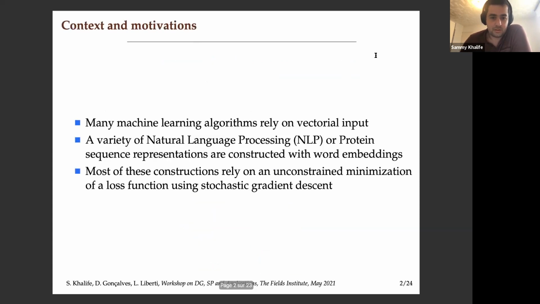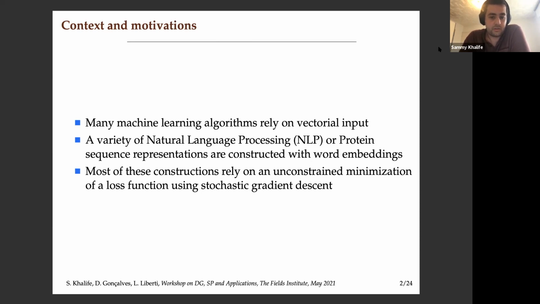But first of all, let me give a bit of context and motivation, or at least the connections between distance geometry and unsupervised learning. As you may know, many machine learning algorithms rely on vectorial input for several reasons. Some of them are due to the fact that convolutional neural networks have shown great performance on images. So vectorial inputs are always welcome in the case of supervised learning algorithms.